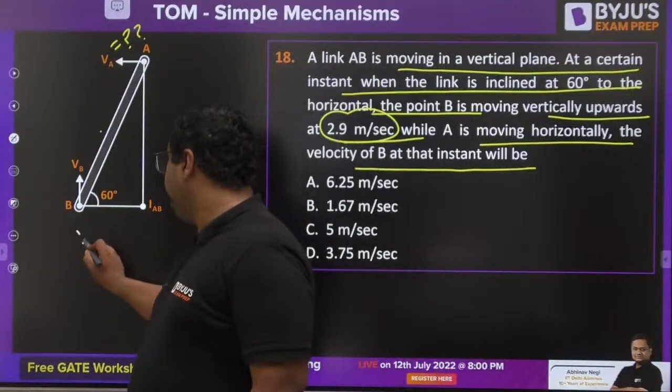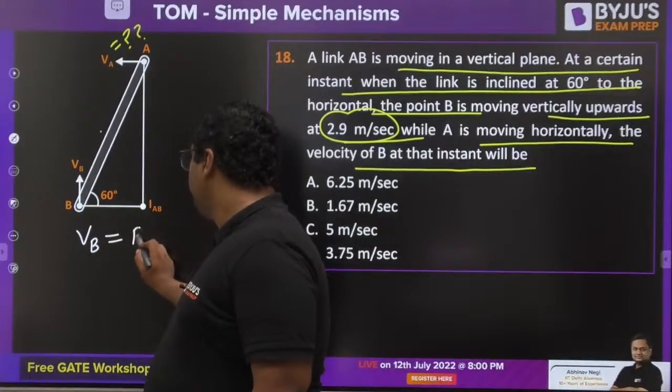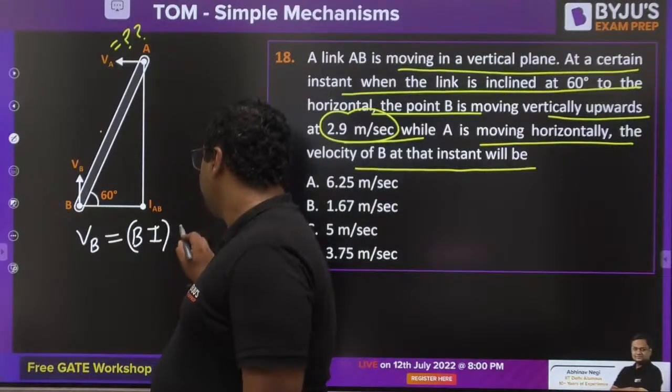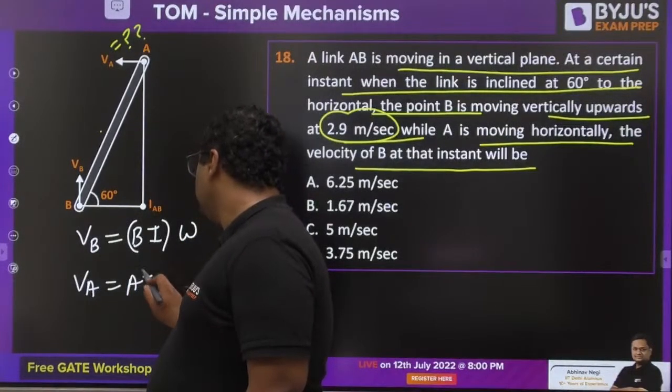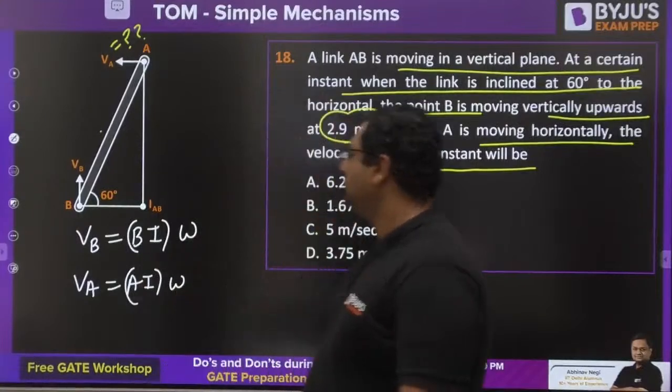So you can write VB, BI into omega. VA, AI into omega.